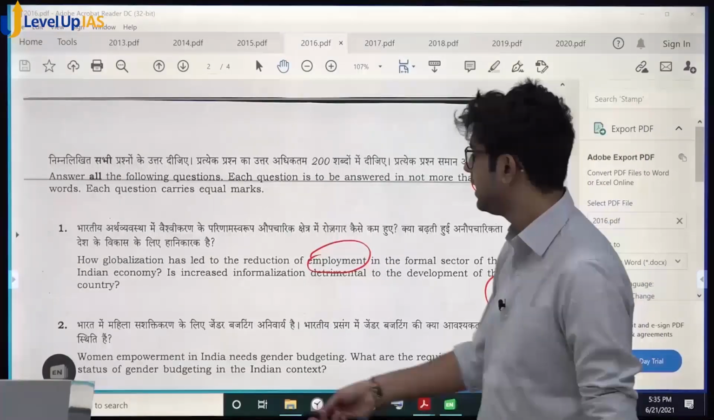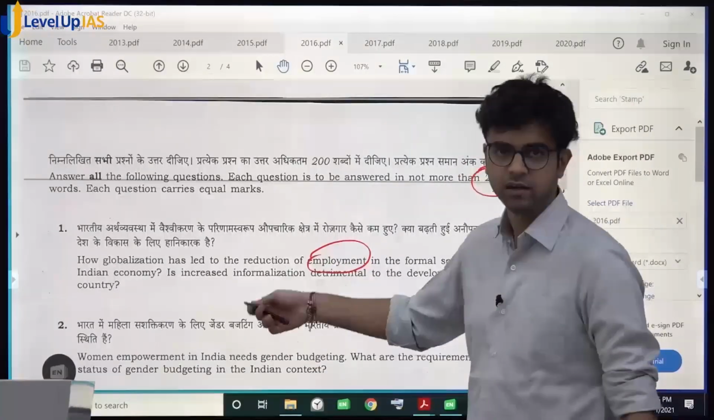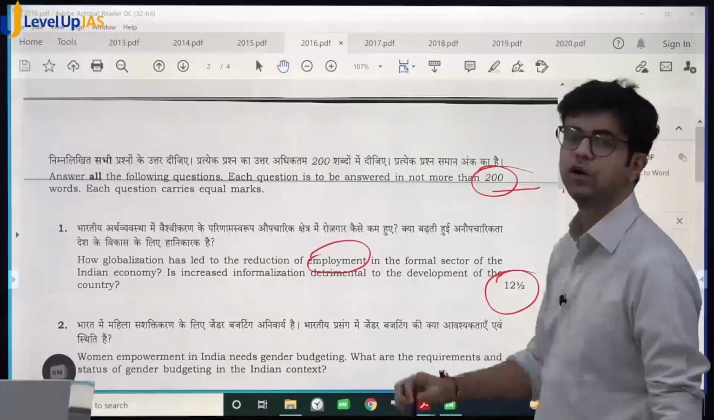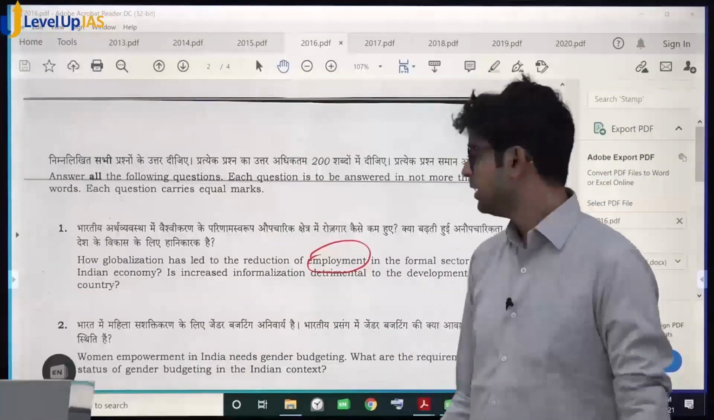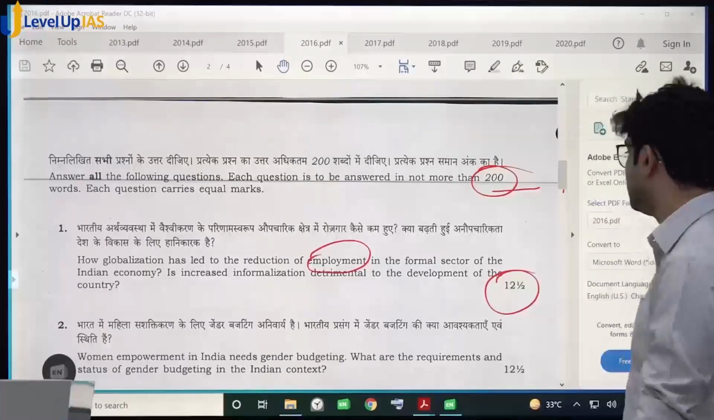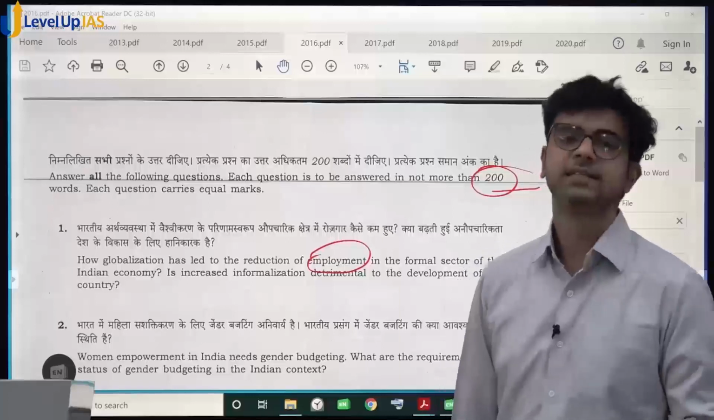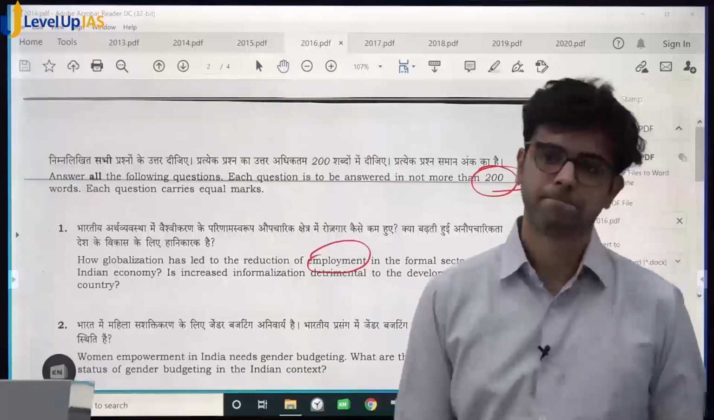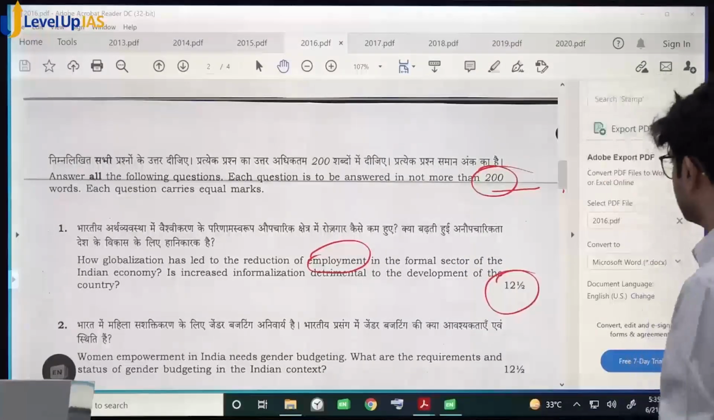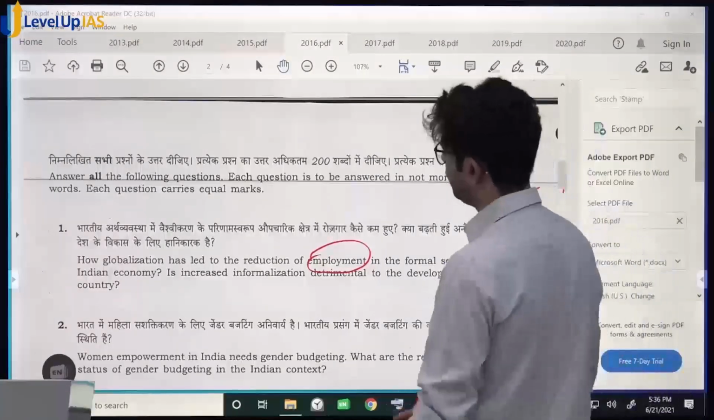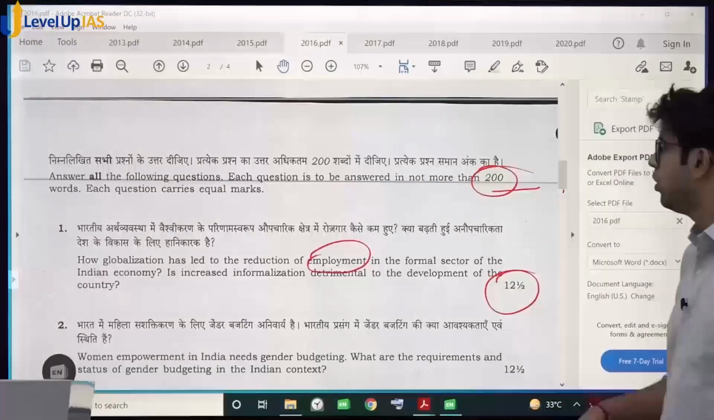And second is increased informalization. This phenomenon, lesser of formal but more informal, detrimental to the development of the country. They are asking the second part. Is increased informalization detrimental to the development of the country? That is the second part. Is increased informalization detrimental to the development of the country? Second part.